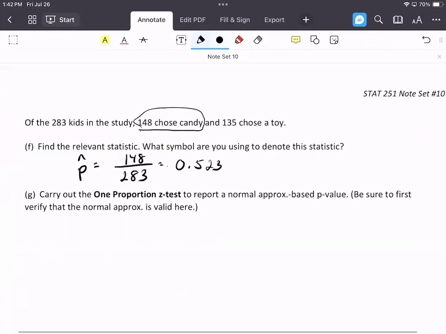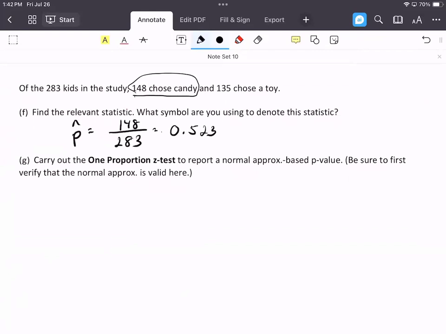0.523. Now we're going to carry out a one proportion z-test to report a normal approximation-based p-value. But it does say here, it's giving you a hint, be sure to first verify that the normal approximation is valid here. So please take a moment and check to see if the normal approximation is valid. Write down the steps that you did, and then we'll come back. And I will tell you, just giving you a hint, the normal approximation is valid to use here, but please do the writing down of the steps.